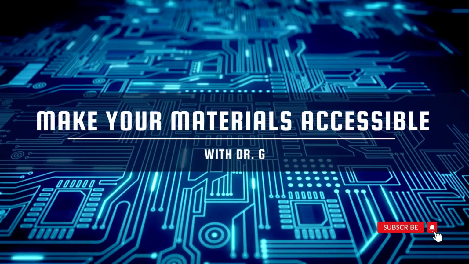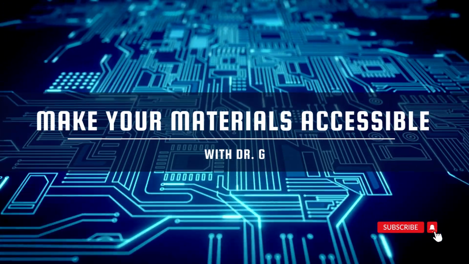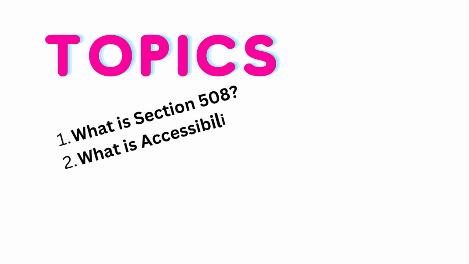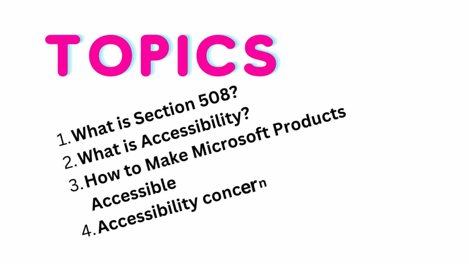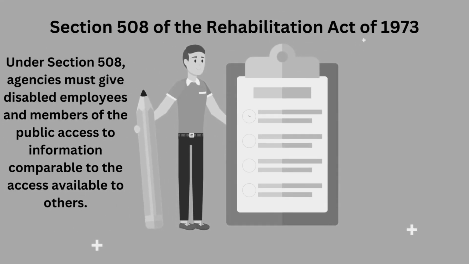If you're curious how to ensure your course materials are accessible, we're going to take a few minutes and do just exactly that. We're going to take a look at Section 508. What is Section 508? What is accessibility? We'll take a look at Microsoft products and how to ensure they're accessible. We'll also discuss videos and best practices for videos, and then we'll have a short conclusion.